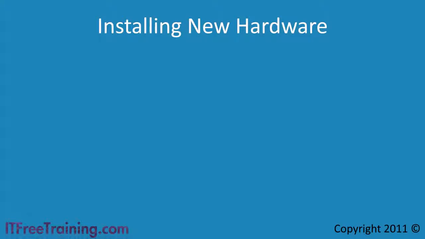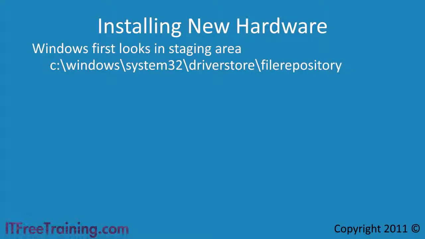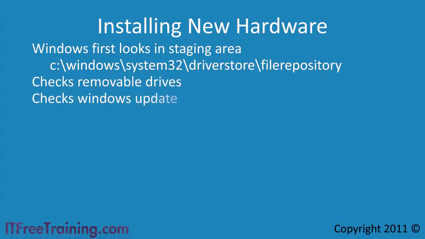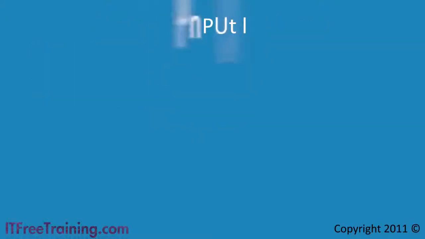When you install new hardware in your Windows 7 system, Windows will attempt to automatically find a device driver for that device. It will first look in the staging area. This is located in the File Repository directory located in the Driver Store found in your Windows/System32 directory. If a driver is not found, Windows can then check removable devices and Windows Update.